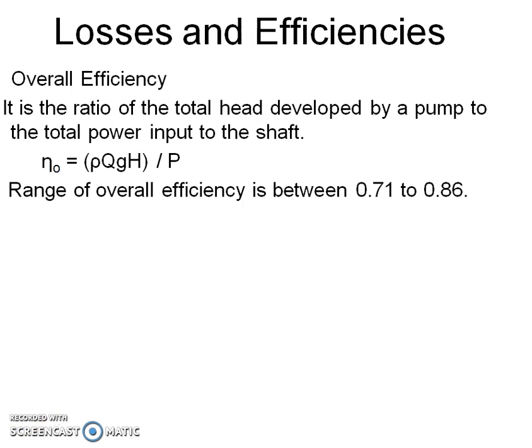Now, the overall efficiency would be the ratio of the power output based on the total head developed by the pump to the total power input to the shaft. The overall efficiency generally varies from 71% to 86%.